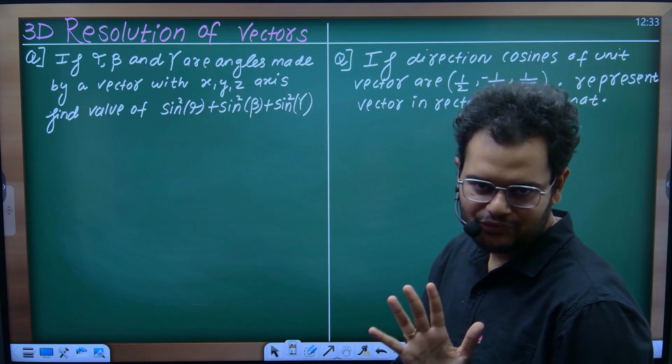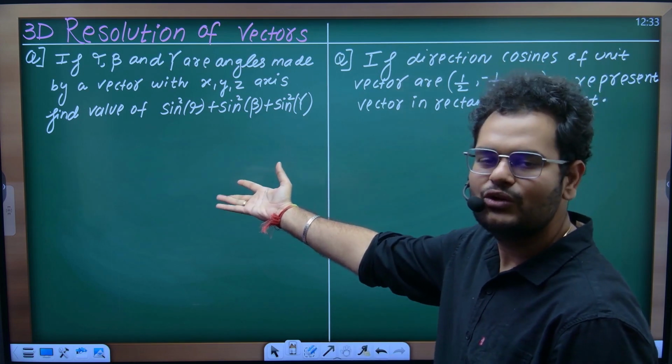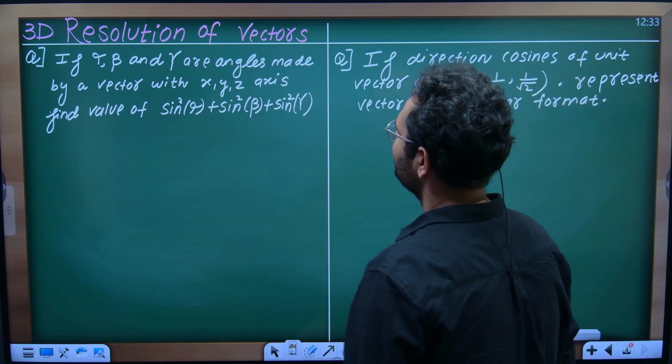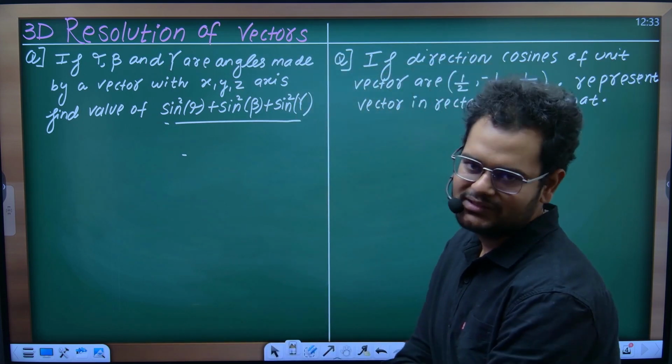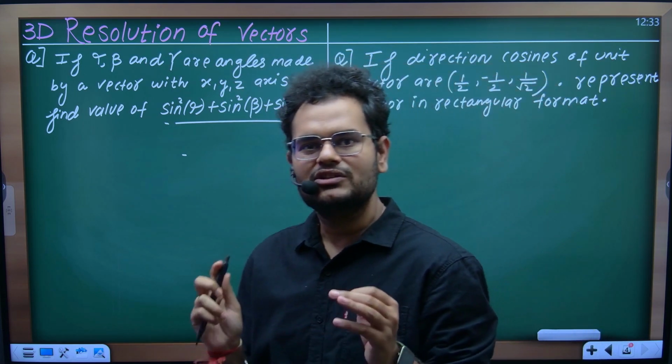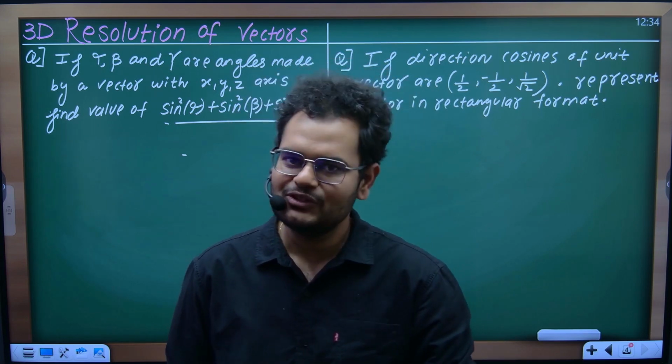Yeah, you wanted a proof, right? Cos square alpha plus cos square beta plus cos square gamma. Another proof we will take, don't worry. What is that? They are asking the value of sin square alpha plus sin square beta plus sin square gamma. Sir, cos square alpha plus cos square beta plus cos square gamma is equal to 1, then sin square alpha plus sin square beta plus sin square gamma is also equal to 1.